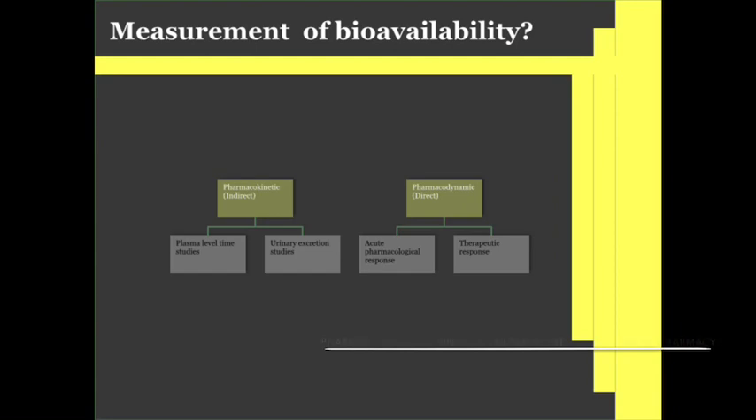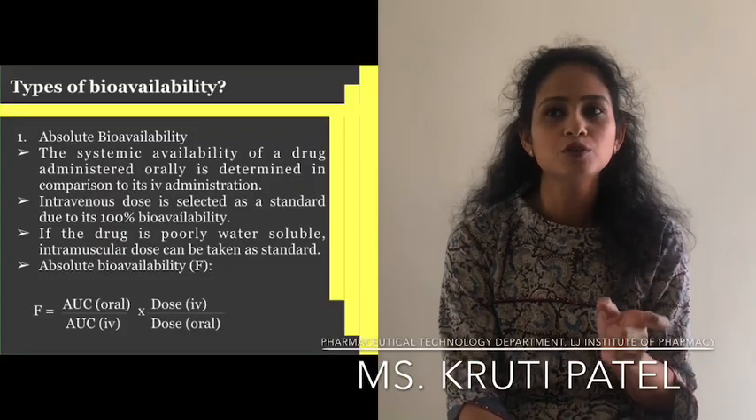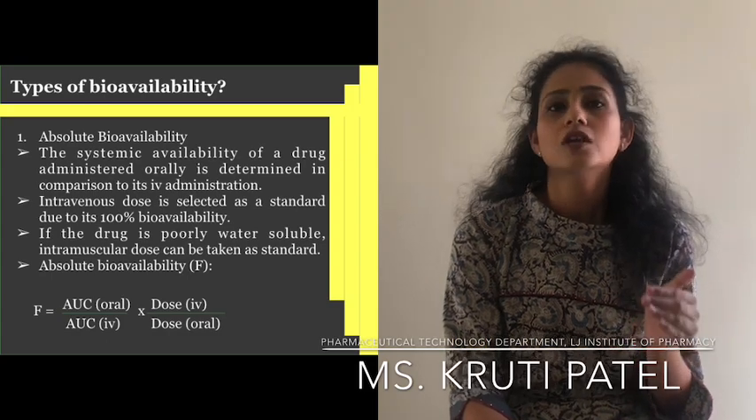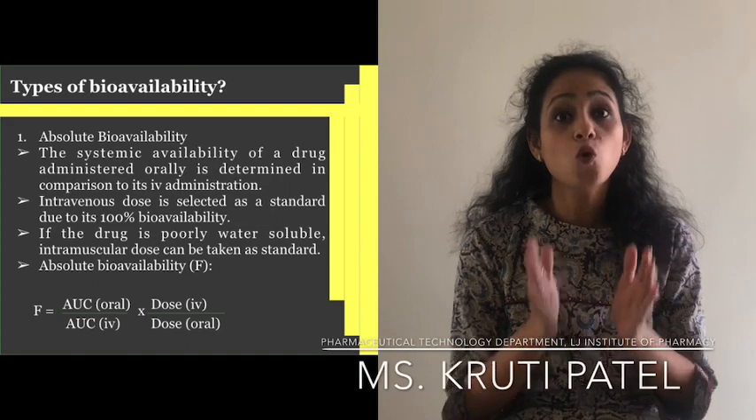So our next part is different types of bioavailability. If we talk about different types of bioavailability, then there are two types. First is absolute bioavailability and second is relative bioavailability. Now the absolute term, what does this word absolute mean? Absolute means its own. Okay, so that is known as absolute bioavailability. That means the product's own bioavailability.